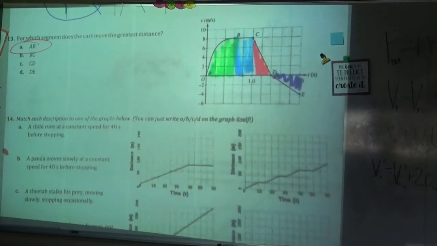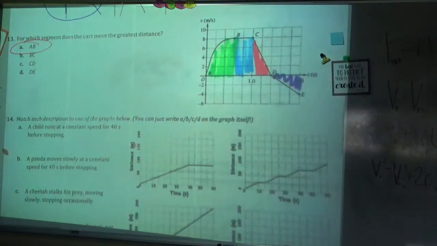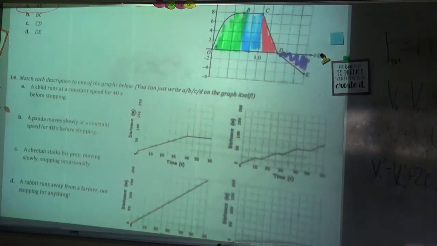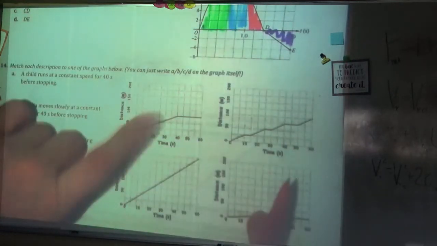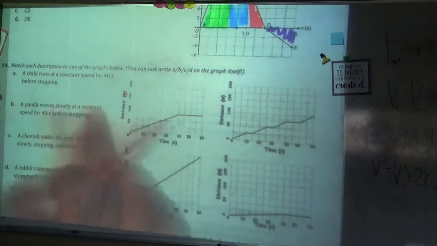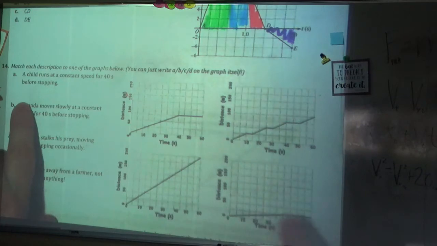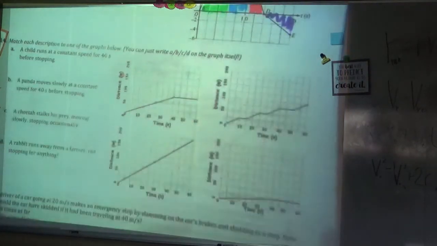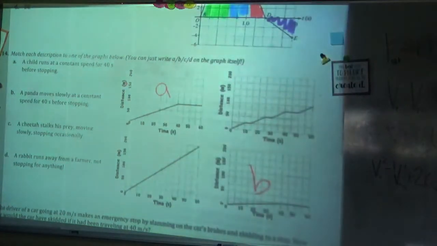We have distance versus time, so the fact that it's measured in meters, that's like a position versus time graph, and we were matching the situation. A says a child runs at a constant speed for 40 seconds before stopping. So I actually have two that go at a constant speed and then stop, so we'll come back to that one. A panda moves slowly at a constant speed before stopping, so that is the same situation, it's just the panda is slower. This one is less steep, so that would be the slow panda, and this would be the child running and then stopping.